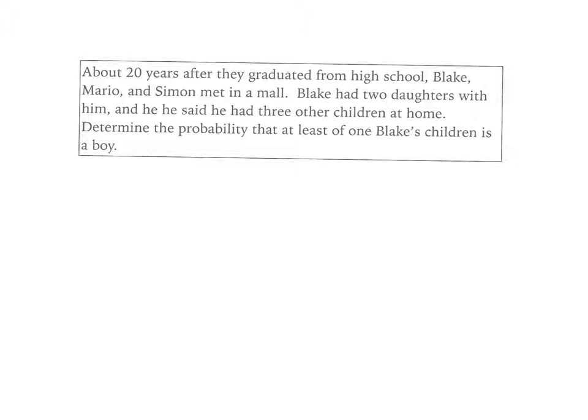So here's the problem. About 20 years after they graduate from high school, Blake, Mario, and Simon meet in a mall. Blake had 2 daughters with him, and he said he had 3 other children at home. I'm making a lot of typos here, sorry about that. Determine the probability that at least one of Blake's children is a boy. Okay, so we have some different situations here.